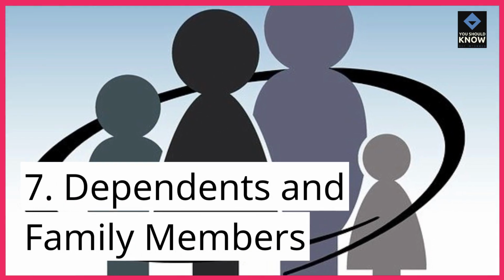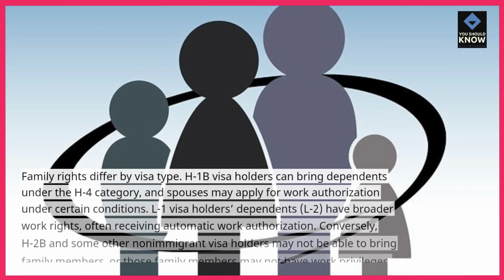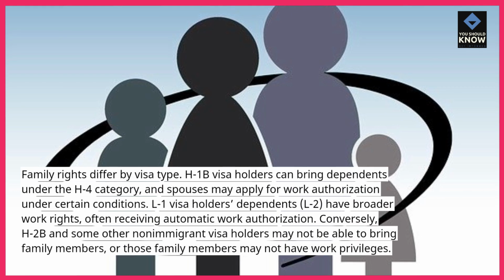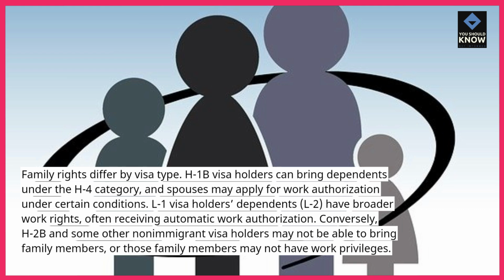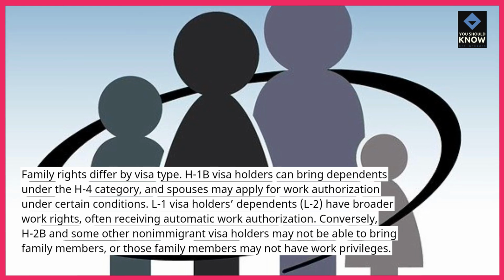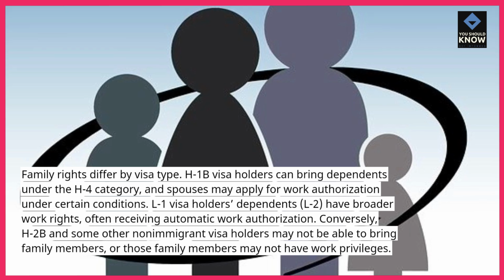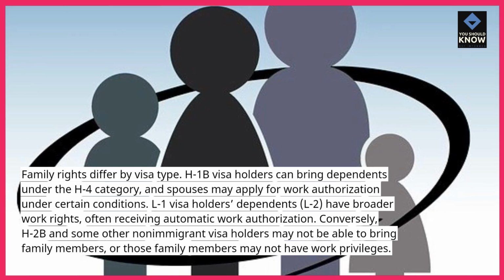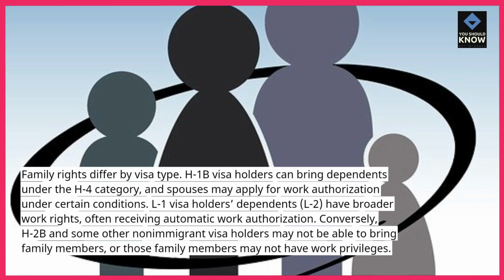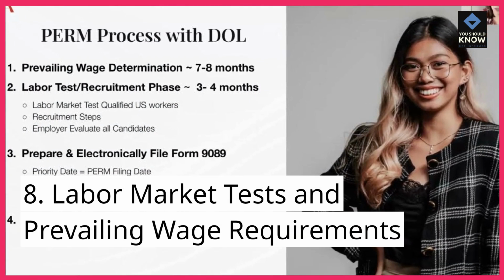7. Dependents and family members. Family rights differ by visa type. H-1B visa holders can bring dependents under the H-4 category, and spouses may apply for work authorization under certain conditions. L-1 visa holders' dependents, L-2, have broader work rights, often receiving automatic work authorization. Conversely, H-2B and some other non-immigrant visa holders may not be able to bring family members, or those family members may not have work privileges.